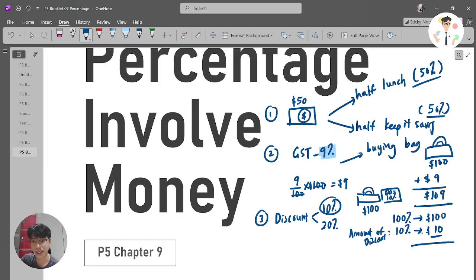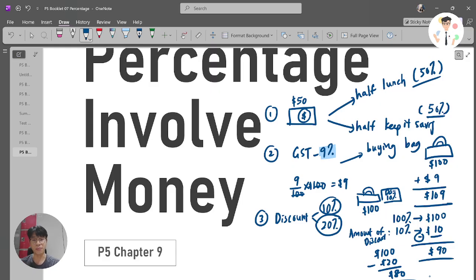So if you minus, you actually need to pay only $90. Again, we don't talk about GST for now. If there's a 10% discount, it means you don't need to pay that $10. They will remove that $10 for you. If it's a 20% discount, it means that they will remove what? They will remove $20. So you only need to pay $80. So that is basically the meaning of discount.